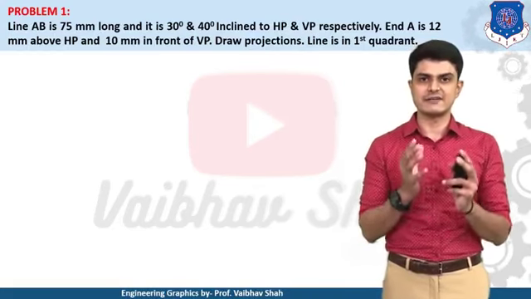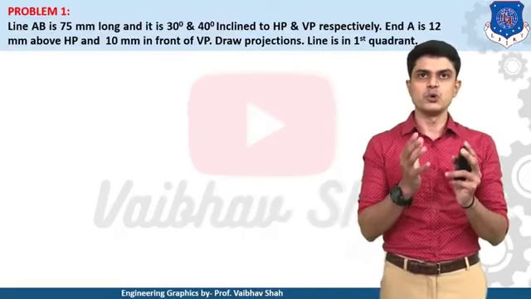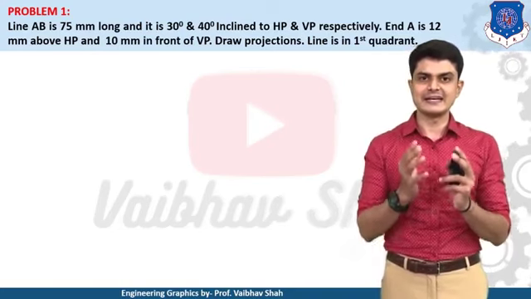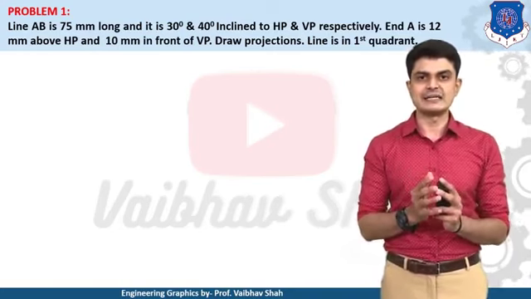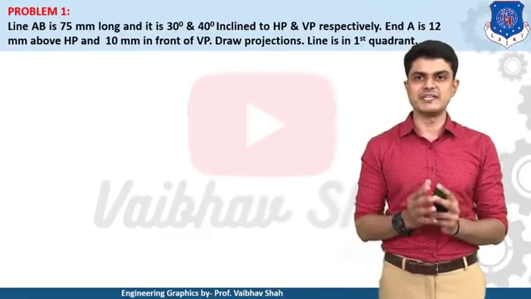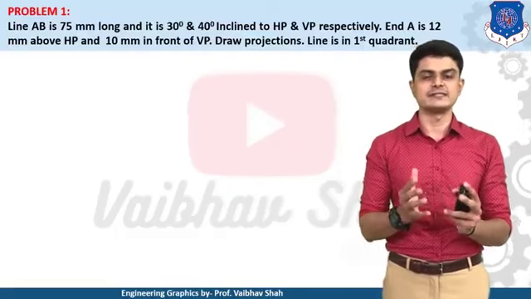So here the true length is given, which is 75 mm, inclined at 30 degrees and 40 degrees to HP and VP. The inclination with HP is known as theta and the inclination with VP is known as phi. So here theta and phi are given. Then point A is 12 mm above HP and 10 mm in front of VP. That means the location of the point is given.